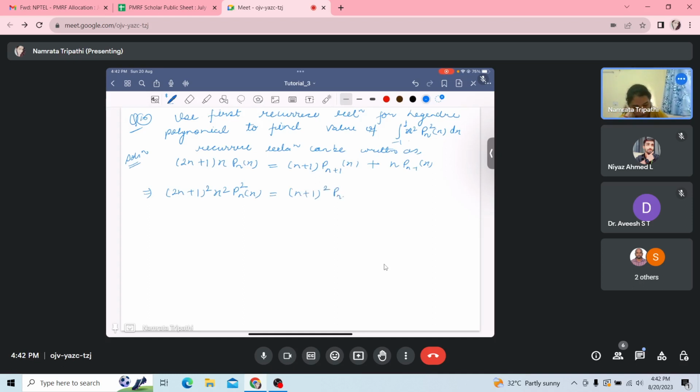After squaring, we get 2n(n plus 1) Pn plus 1 of x Pn minus 1 of x plus n square Pn minus 1 of x square. Now you can divide by 2n plus 1 square and integrate over minus 1 to 1.